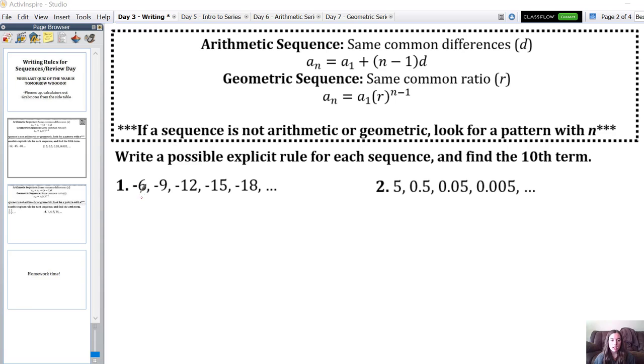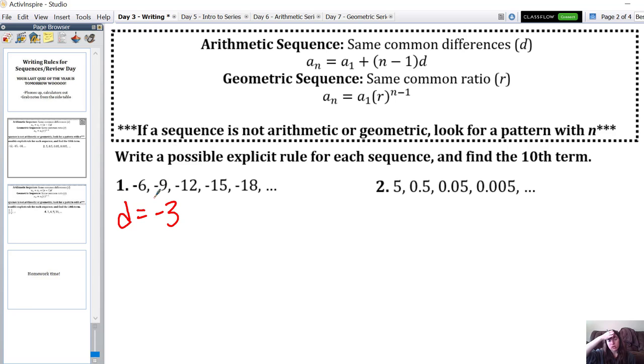First, I'm going to check arithmetic. To get from -6 to -9, I would subtract 3. If I subtract 3, I get -12. If I subtract 3 from that, I get -15. If I subtract 3 from that, I get -18. So here it is arithmetic because we're subtracting the same thing every time. And that thing that we're subtracting is 3. So d is -3, negative because we were subtracting.